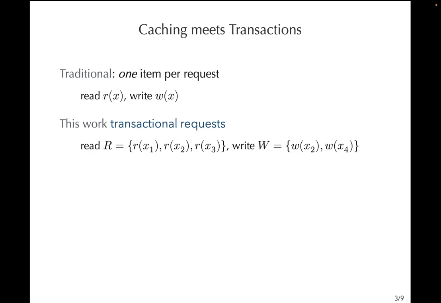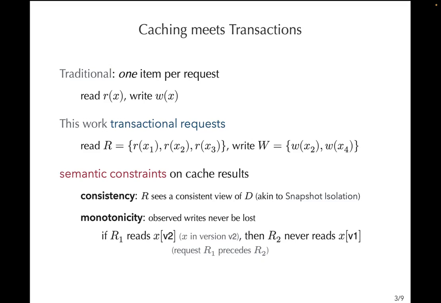Often the answers to this sort of transactional read have to meet some semantic constraints. Two common ones are consistency and monotonicity. Consistency requires that each transaction must see a consistent view of the backend database, just like snapshot isolation.